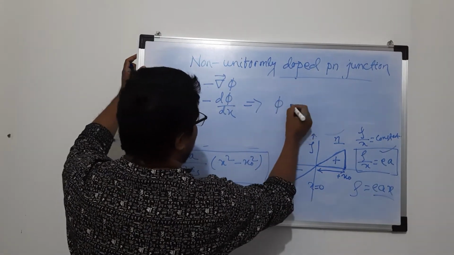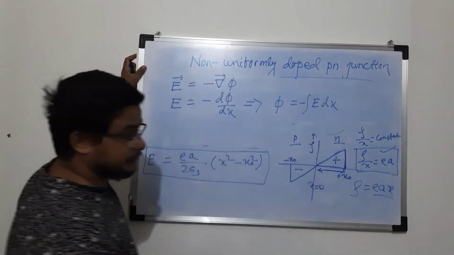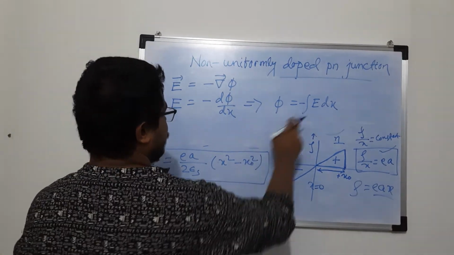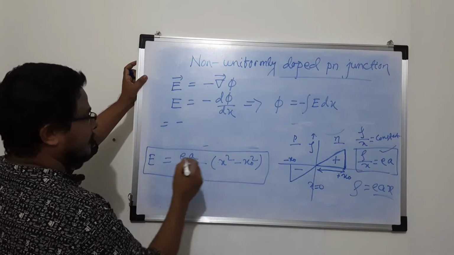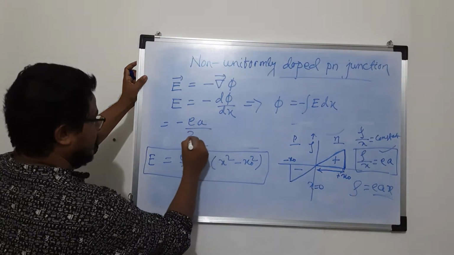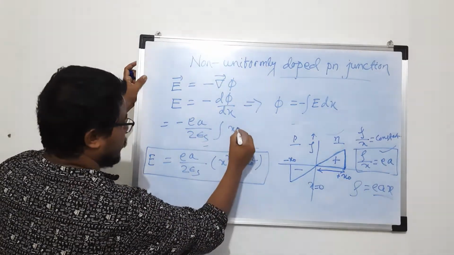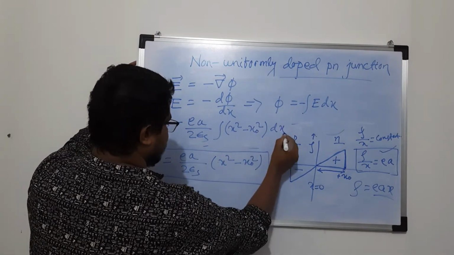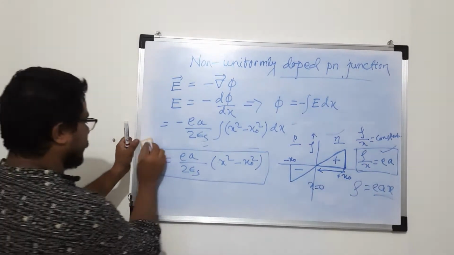So we can rewrite it. If you want to find out phi, then you take E dx with a negative sign and integrate it, right? We have the E value as a function of x, we can substitute here. So you have the minus sign, whatever constant term I will take it out, Ea divided by 2 epsilon s, and inside the integration we have this function x square minus x0 square, and then dx. This is what I got for the potential.